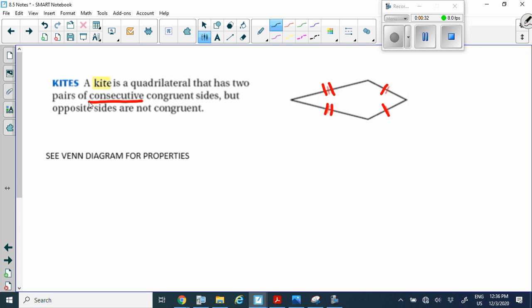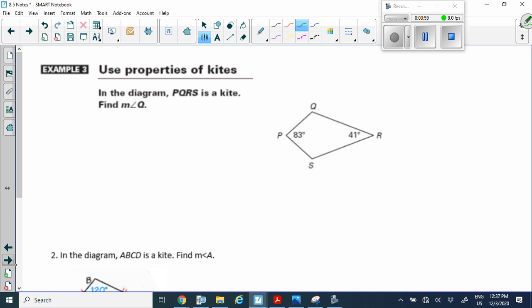Now, when we have a kite, you also have exactly one pair of opposite angles that are congruent, and that's going to be in between here. So these angles are going to be congruent. And then the last property, if you look at your quadrilateral family tree chart, is that diagonals are perpendicular. Remember, perpendicular means that these lines intersect at 90 degrees. Okay, let's use that information to do the next few problems.